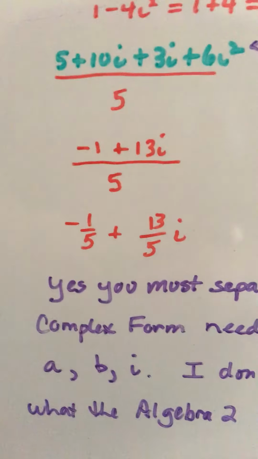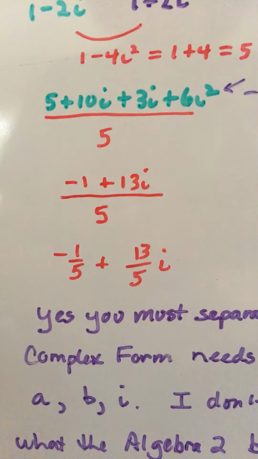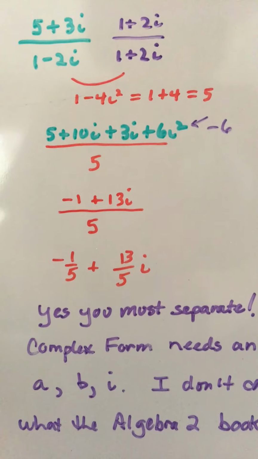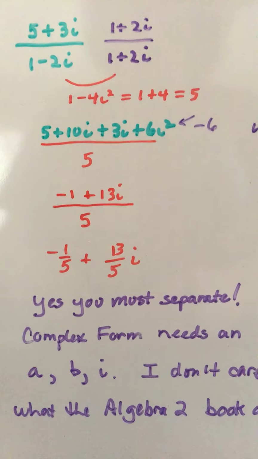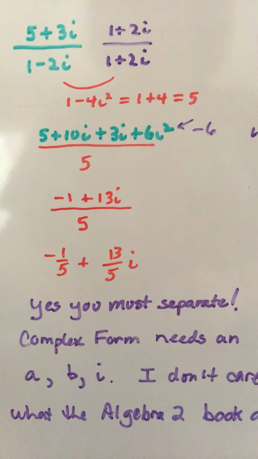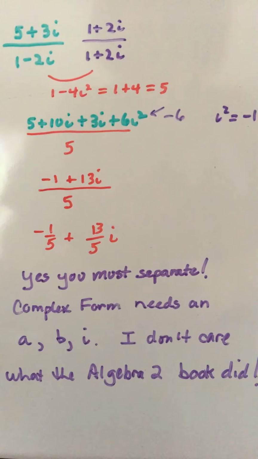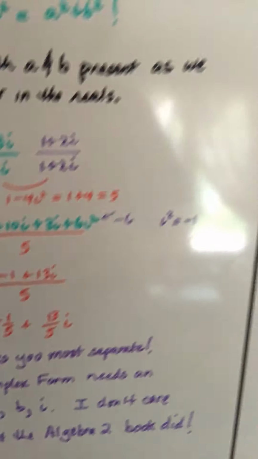But no, I can't leave it this way because standard form is an a, a b, and an i. So I must separate. So I have negative 1/5 is my a, plus 13/5 is my b, and I have my i. I don't care if your Algebra 2 book didn't do it. You have to do it.